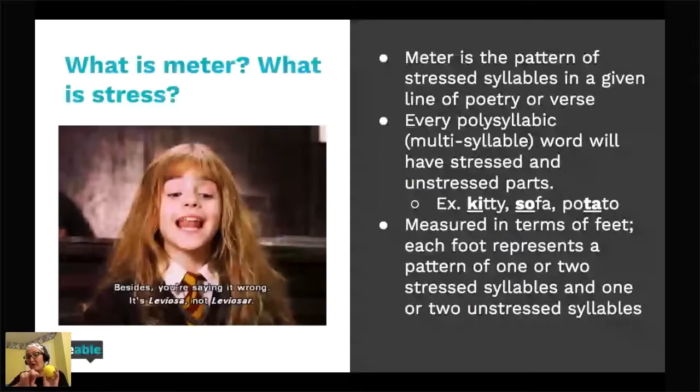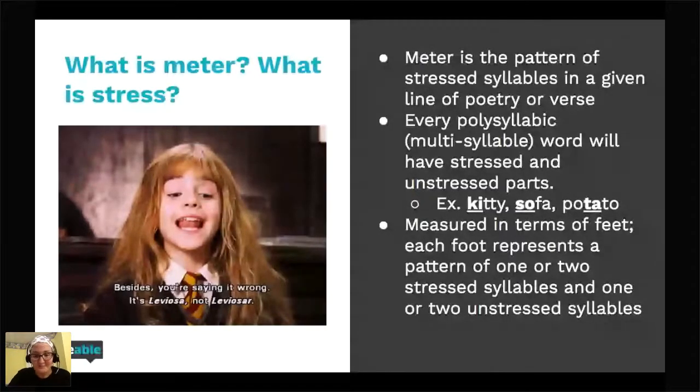So that's stress. That's what they're referring to when they're talking about meter and feet. So this is feet. So stay with me. If I'm going crazy places, please ask me. So meter is going to be measured in feet. So that's the iambic part. And I'll tell you about the meter feet, foot, feet, you know what I mean, in a moment.